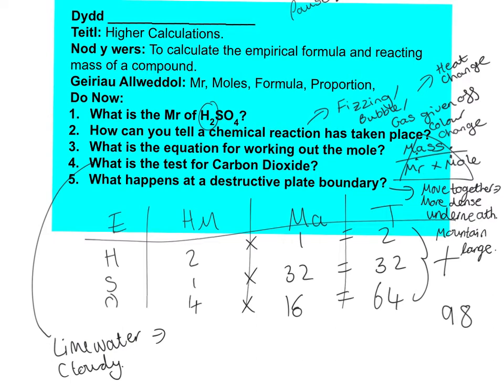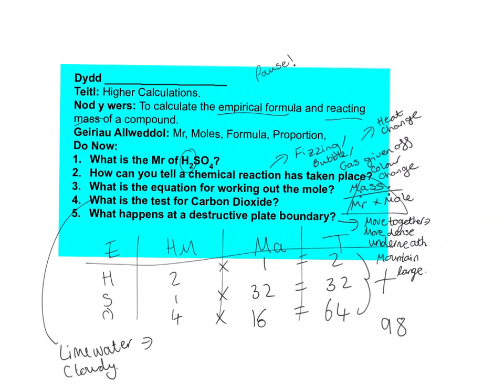Okay, so what does the learning objective suggest? We want to calculate empirical formula and reacting masses. Okay, so these are higher calculations. These are calculations that will only come up on the higher paper. So first off, we're going to look at percentage yield just because it fits in quite nicely with the other calculations that we need to do.